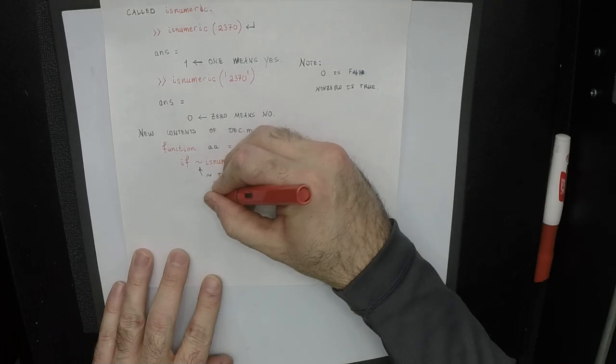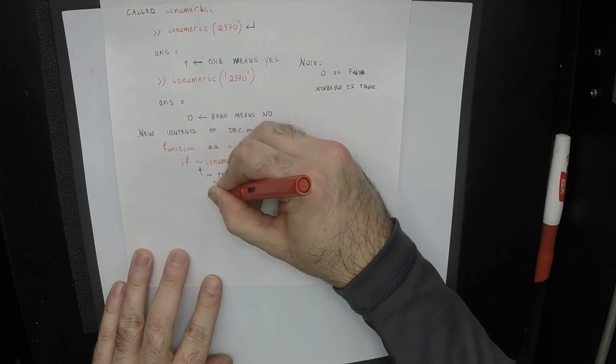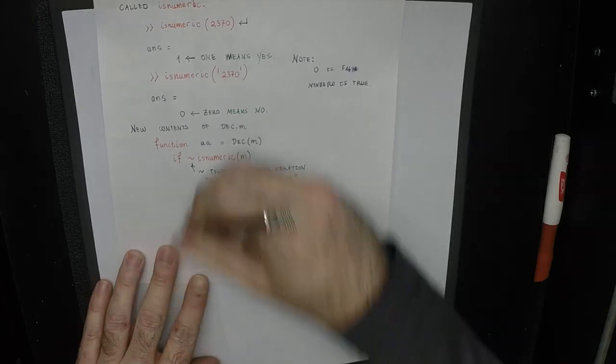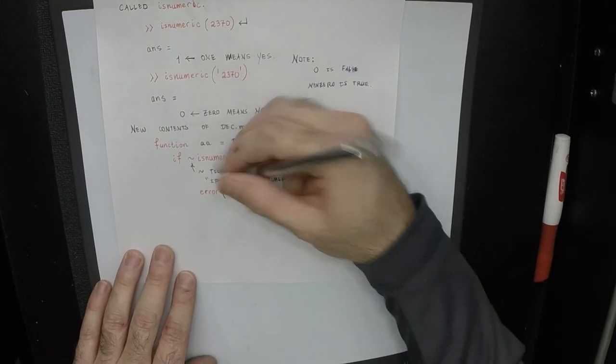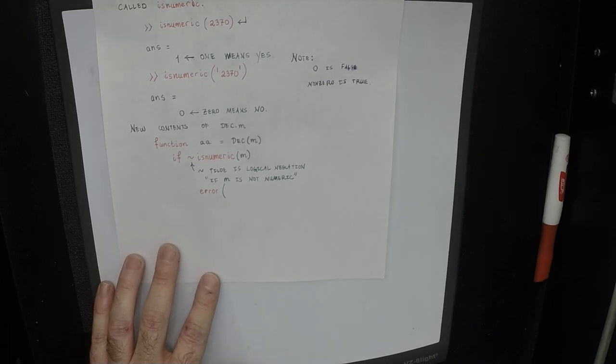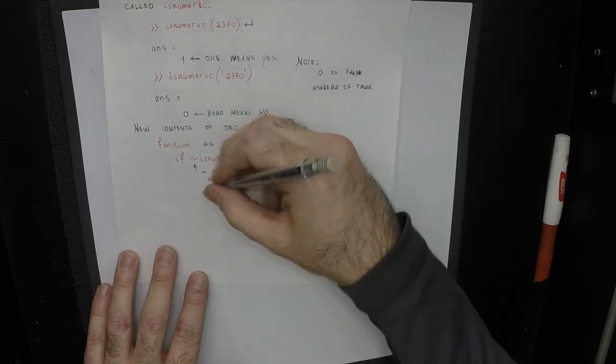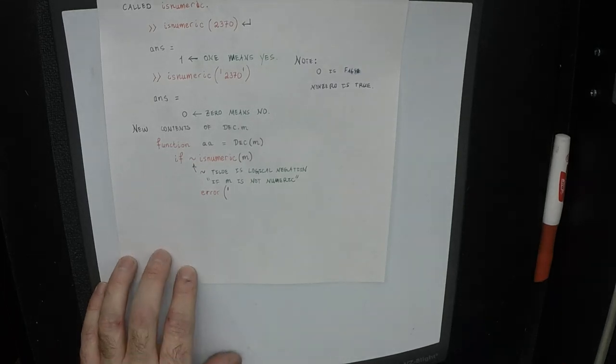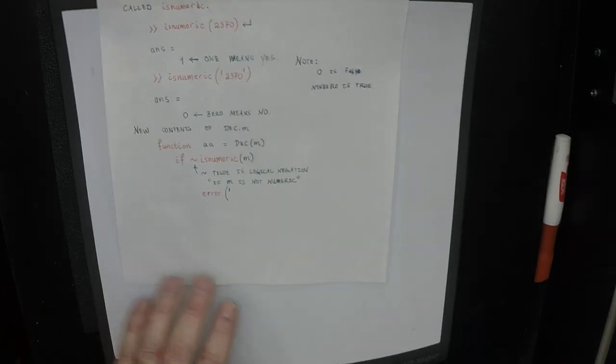So error, E-R-R-O-R, and then now we need to give error its two arguments. Well, we have to make a character string, and remember that this first thing is for the machine. So it has to be something colon other something. So what's the first something?